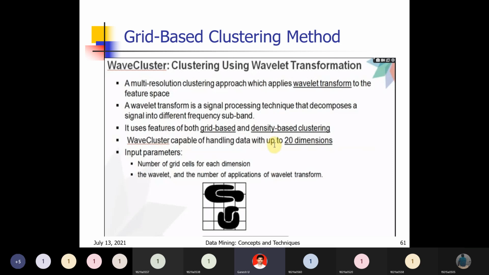So, input parameters. What are the input parameters for WaveCluster? The number of grid cells for each dimension: you have to give the number of grid cells for each dimension, x dimension, y dimension, however many dimensions there are. That is given as an input parameter. The wavelet and the number of applications of the wavelet transform are also given as input parameters for WaveCluster.